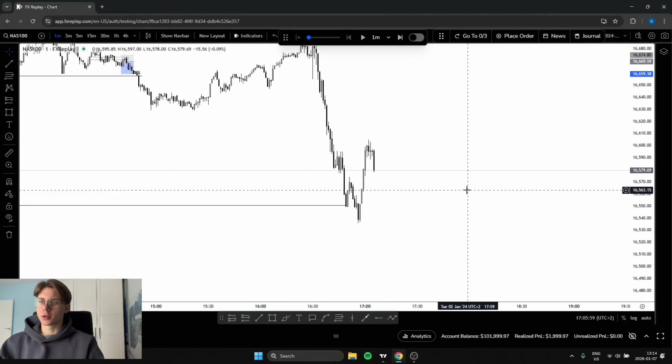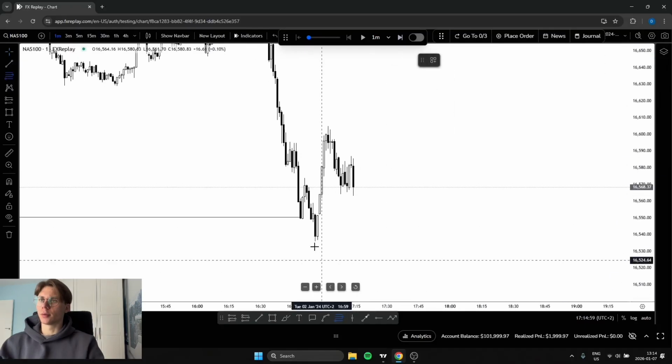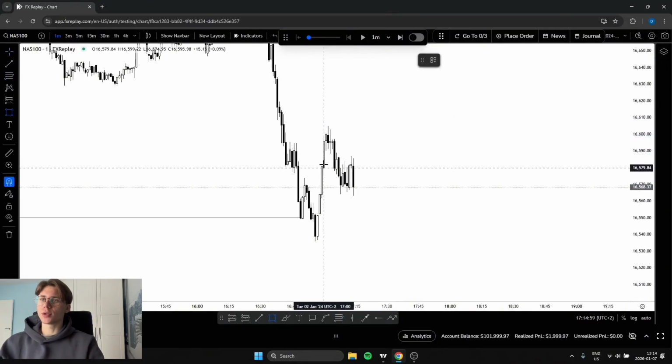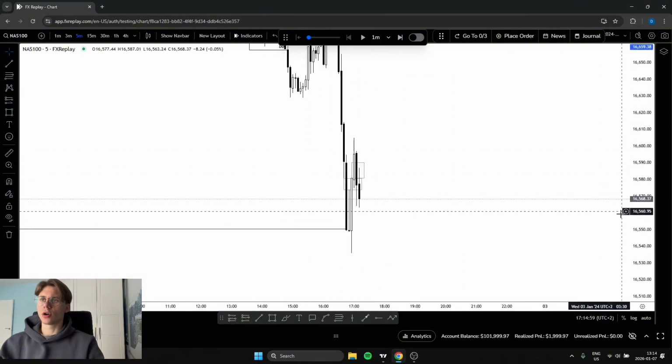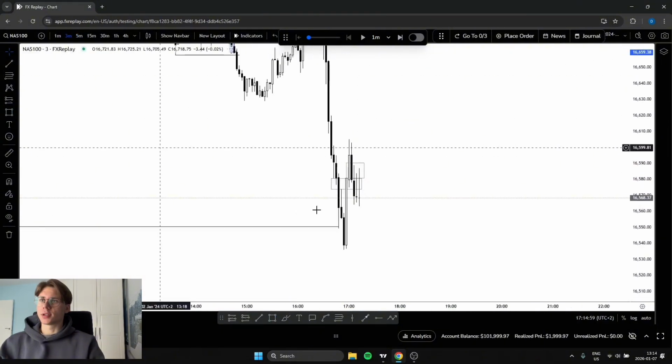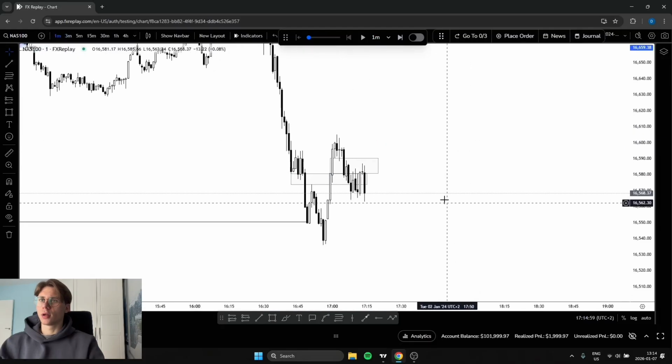Possible entry, very possible, because we broke this fair value gap right here. Yes, we are still not even breaking this first fair value gap. We just quickly tapped into the higher fair value gap and got back quickly. So for me, it's interesting that even though we swept this low, I think it's still very high probability to go even lower.